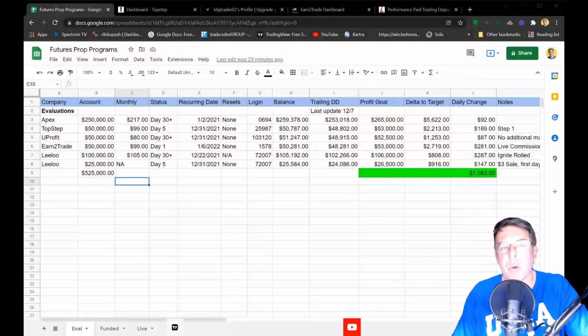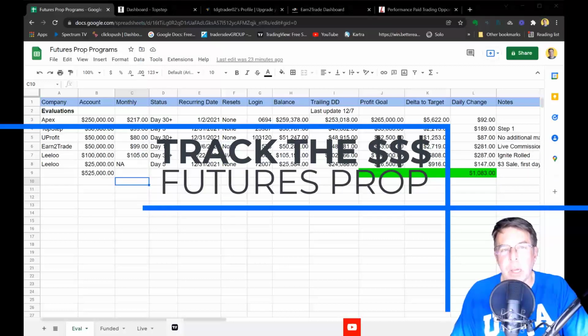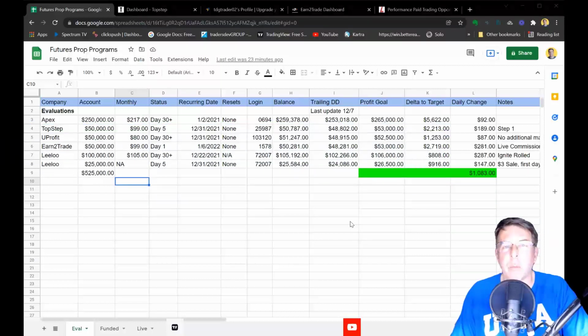Okay, today I'm going to share with you a spreadsheet that I have built recently to keep track of all of these futures funding programs that I'm currently going through, and keep you up to date for the next couple weeks on the progress on these particular programs, because I have gotten a decent amount of comments and questions about how I'm progressing, which programs are the best, and a number of other things around what I've begun to do more content on, which is futures funding programs.